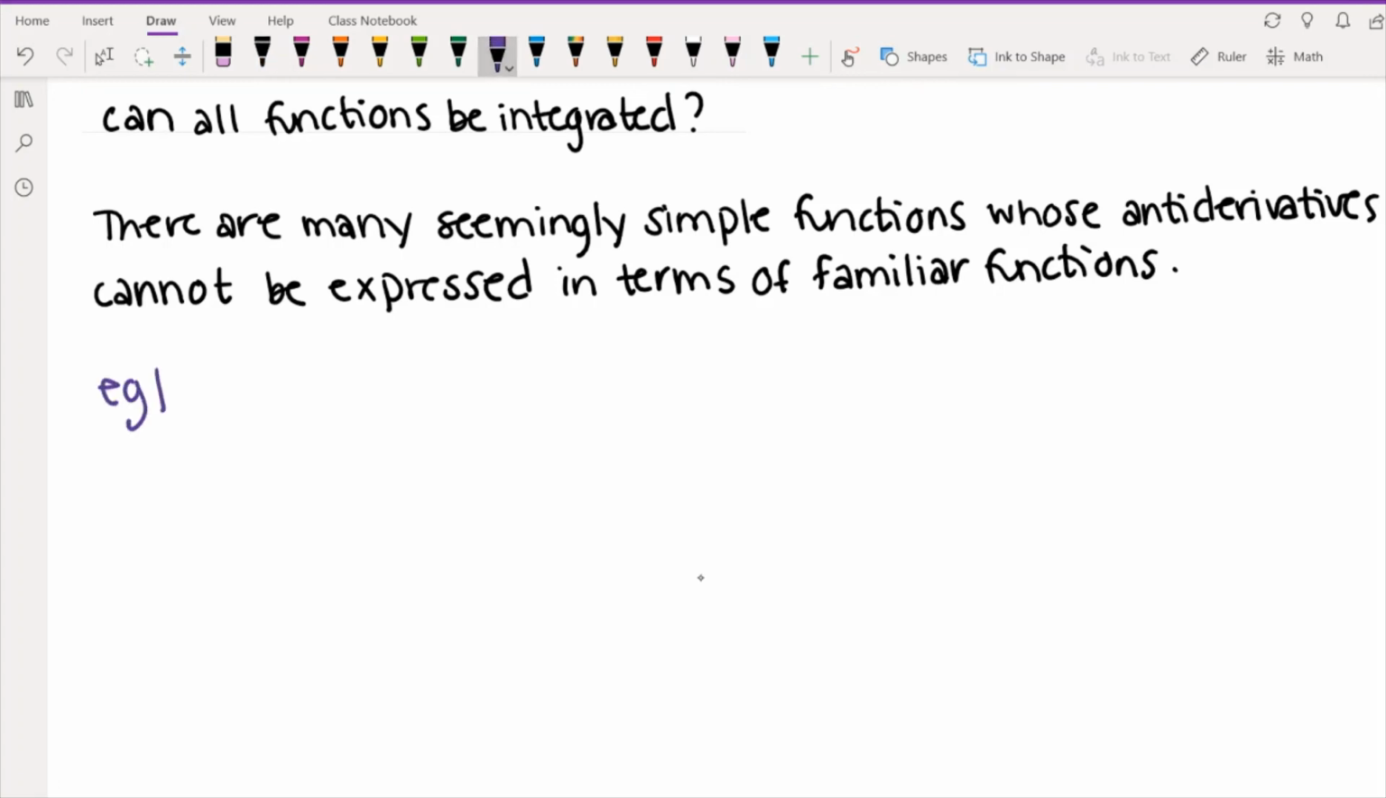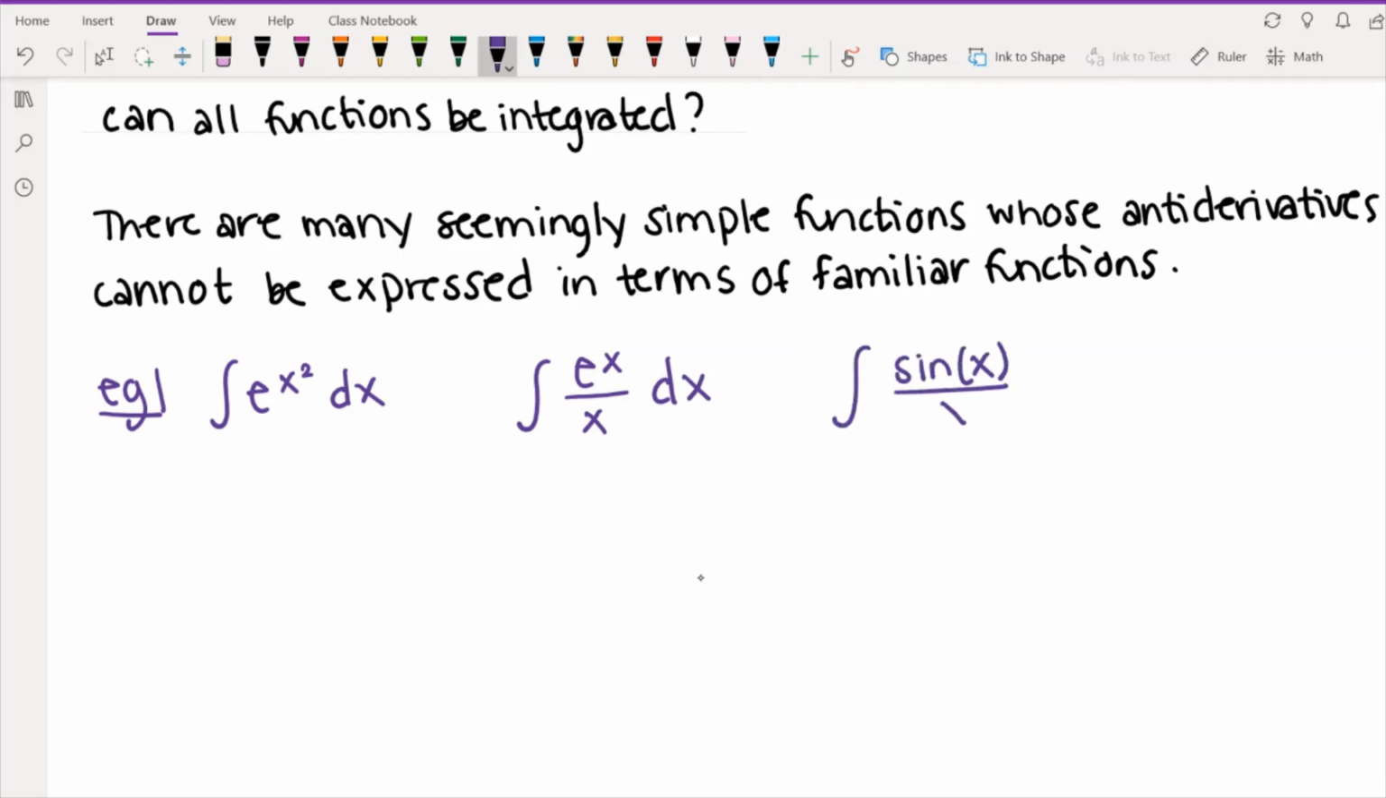Examples would be e to the x squared. That one, the antiderivative cannot be expressed in terms of the functions that we know. Another example would be e to the x over x. Another example would be sine of x over x. Another example would be sine of x squared. And the last example I'm going to give you is 1 over ln of x.